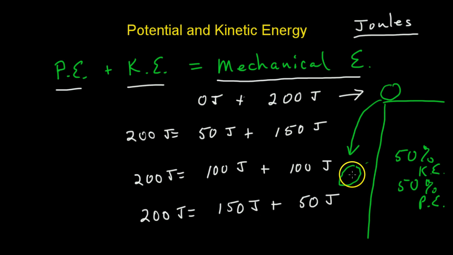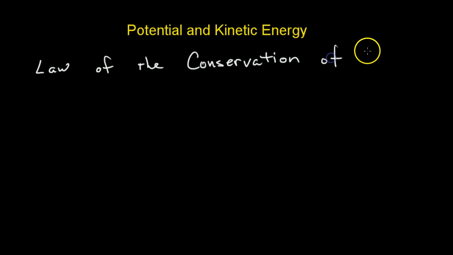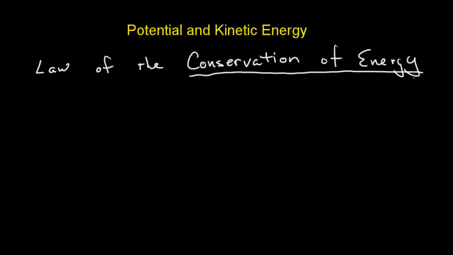So the fact that the mechanical energy stays the same and the energy is not lost within the system has to have a name. This is called the law of conservation of energy, which makes a lot of sense. Conserve means to save. Conservation of energy means that the energy is saved and is not lost.